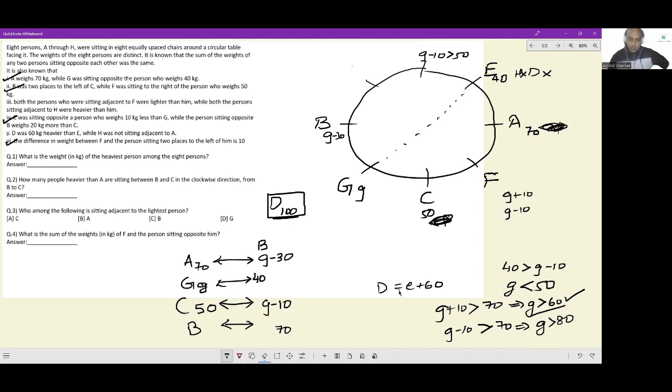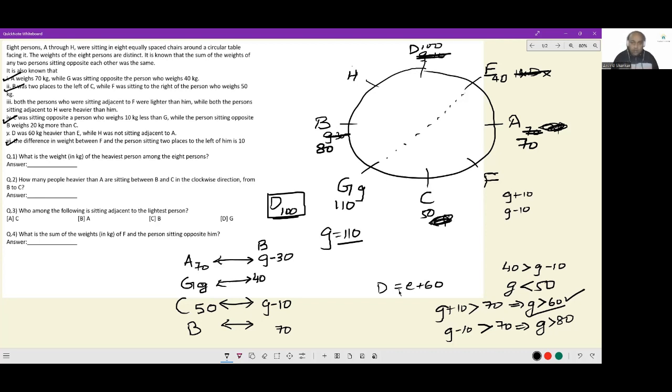H has to be sitting here. And the only person left is D. D has to be sitting here. As soon as I know D is sitting here, we also know D's weight was 100, 60 kg more than E. If D's weight is 100, G is equal to 110. Now I can get to precise weights of all the people. G's weight is 110. This is 70, this is 40. Yes, all these weights are identified.